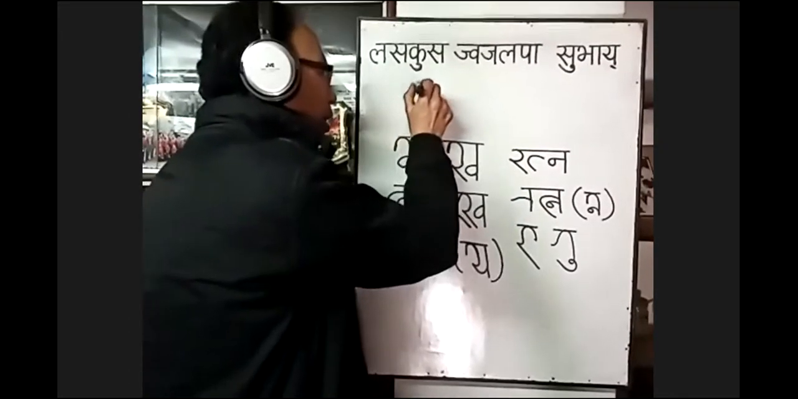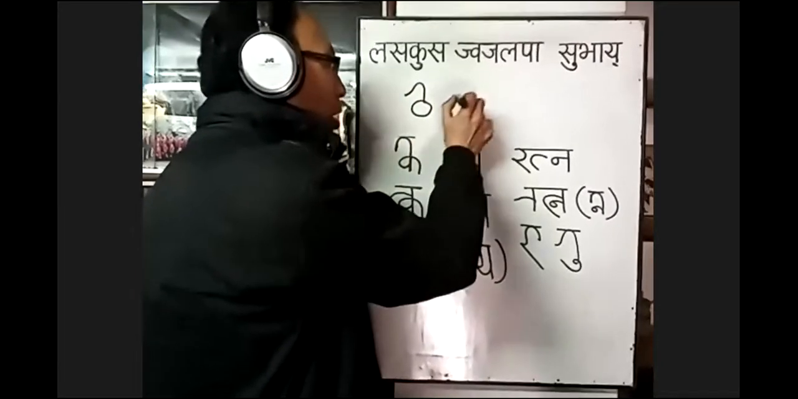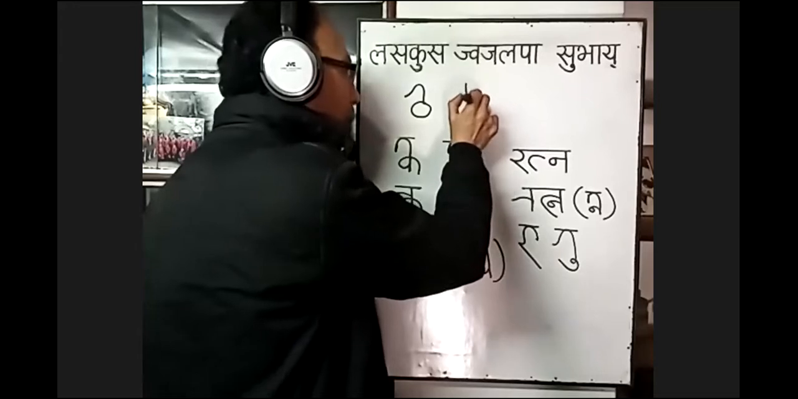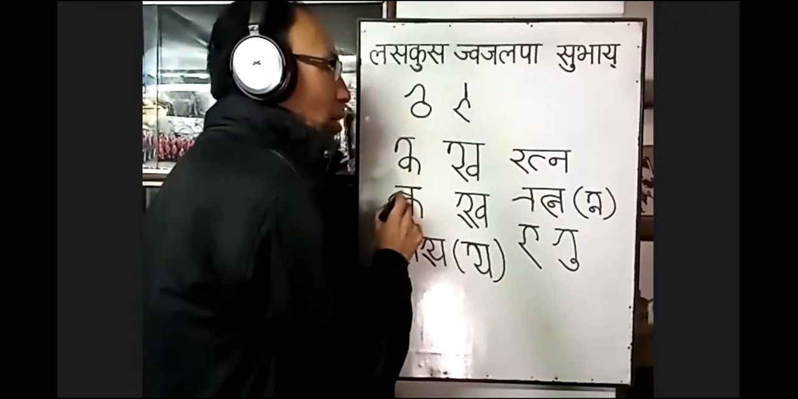When the bha comes first in the compound letters, the bha is written like this, and the other letter joins here. When the bha comes below, the other letter comes first, and the bha is written like this.